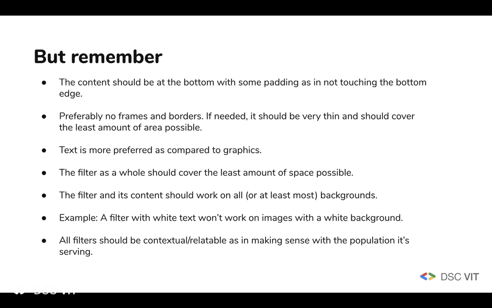The first one is obviously the content should be at the bottom, not the top, because a lot of actions on Snapchat are on the top, and if you add a filter on top, it'll probably interfere with that as well. And you should not add any frames or borders. If you want to, they should be very thin, and it should cover a very small amount of area.